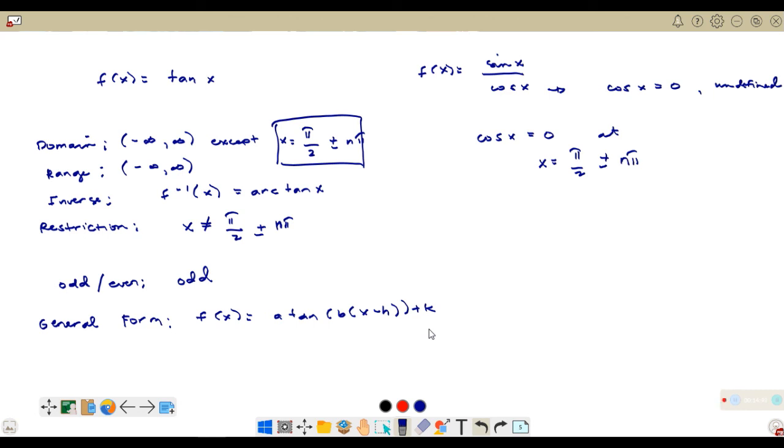As I've said, you already have the module, so you will be studying cosecant functions, secant functions, and cotangent functions by yourselves.